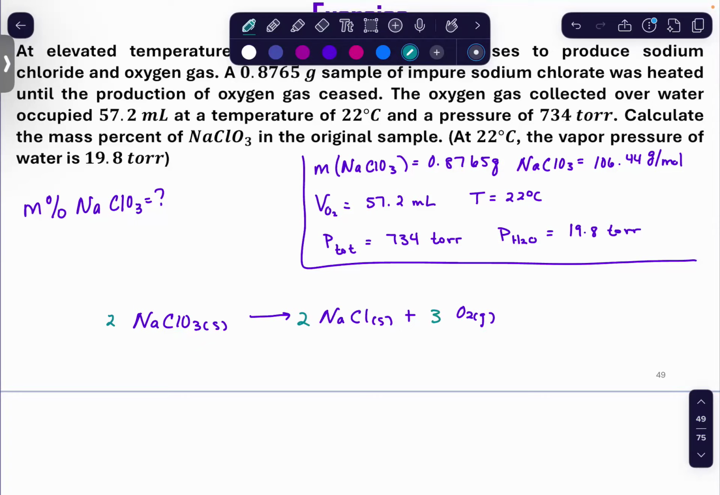Really, it's best just to look at the oxygens, because you say, I have 3 here and 2 here. So let's make those meet at 6, and then everything else balances out pretty easy. So you're going to need this.